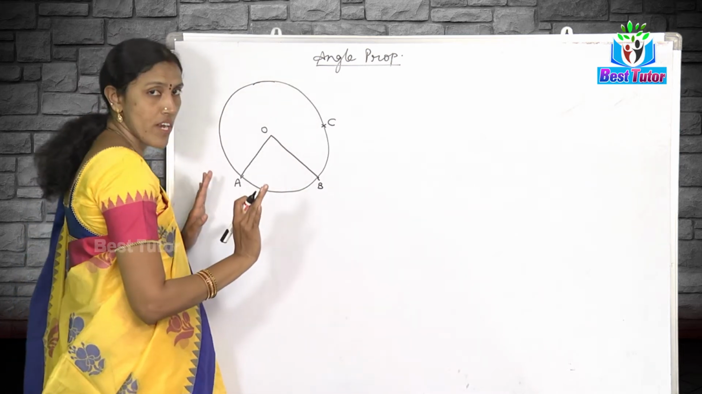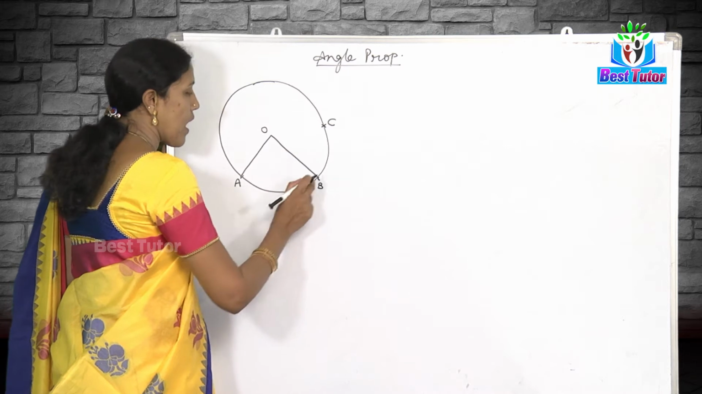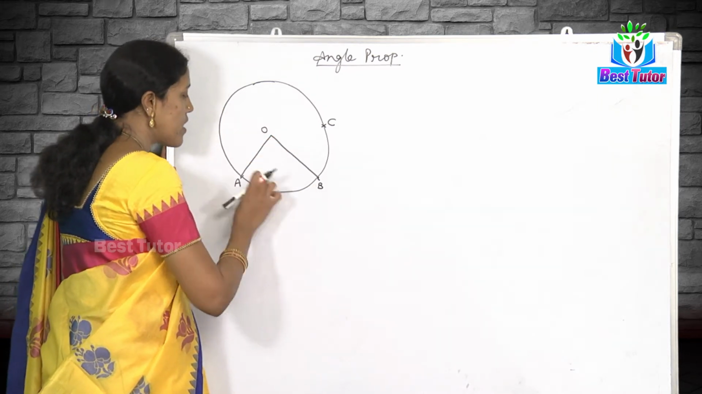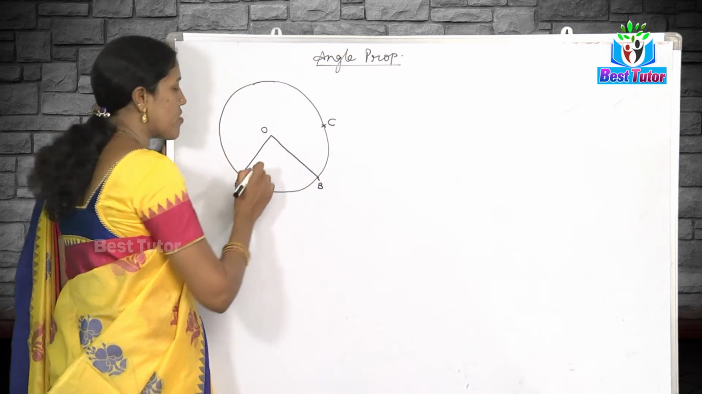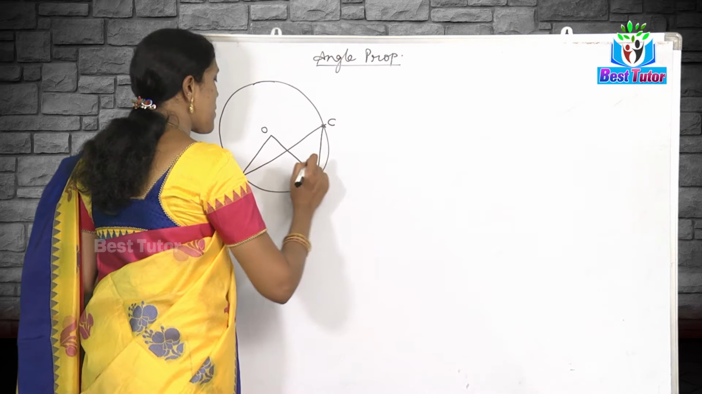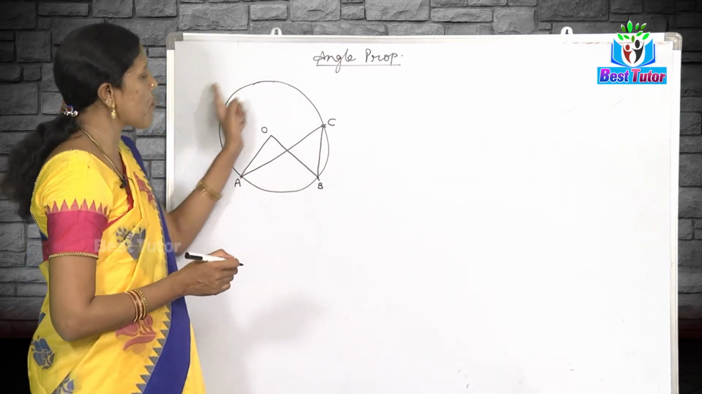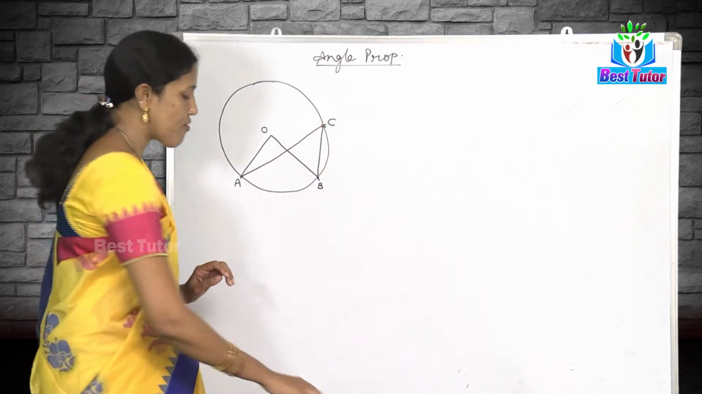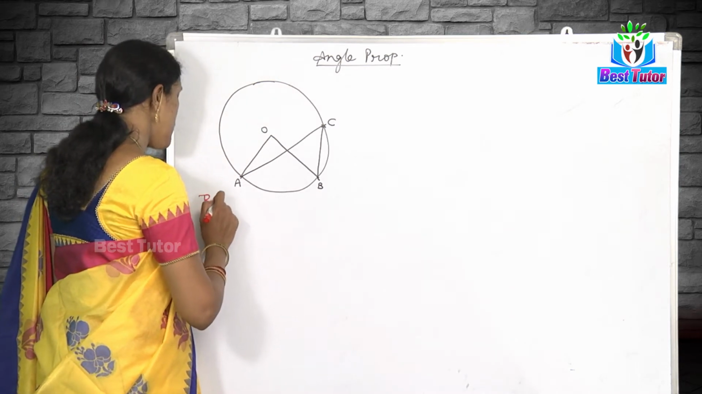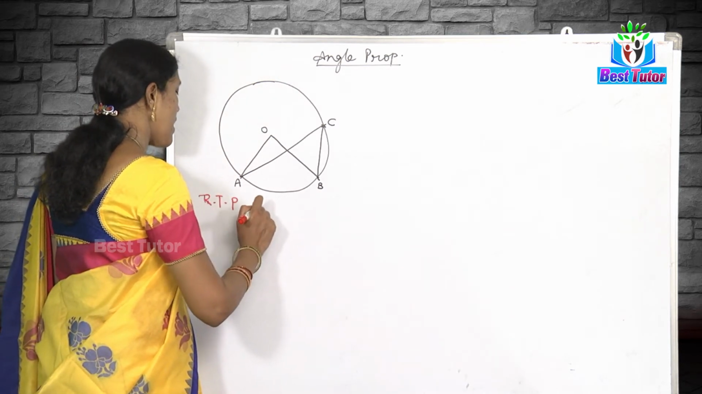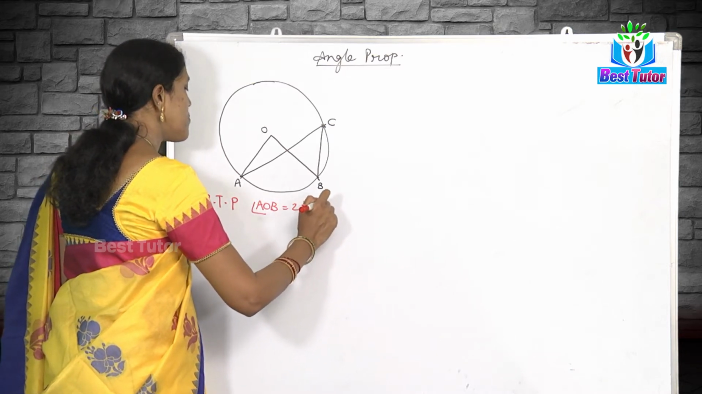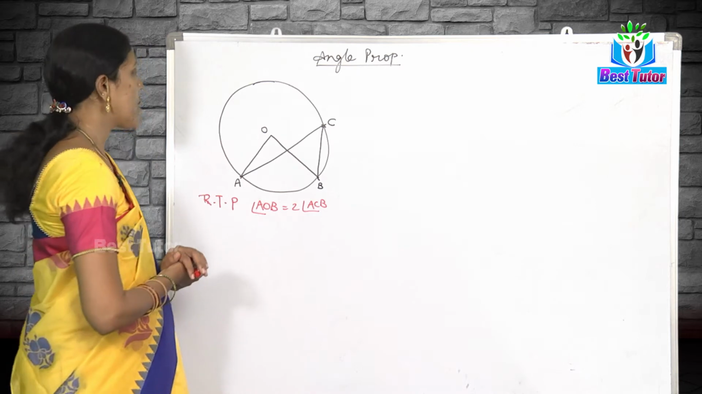The theorem statement is the same. The angle made by the arc at the center of the circle is twice the angle made by the same arc at any point on the remaining part of the circle. This is the angle made by the arc AB at any point on the remaining part of the circle. Now, we need to prove that. Required to prove is angle AOB is twice angle ACB. Now, how do we prove?